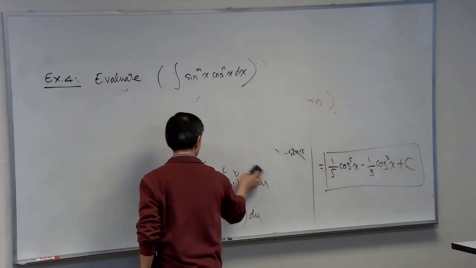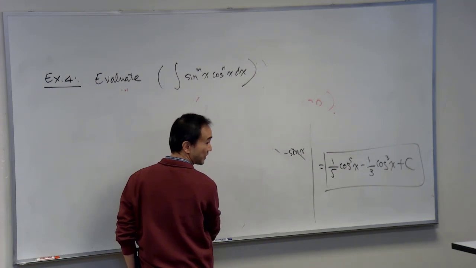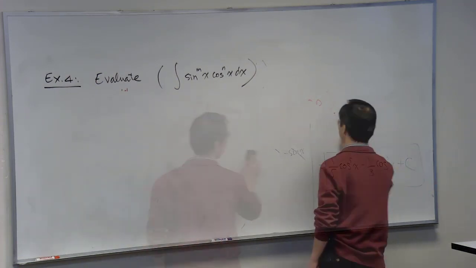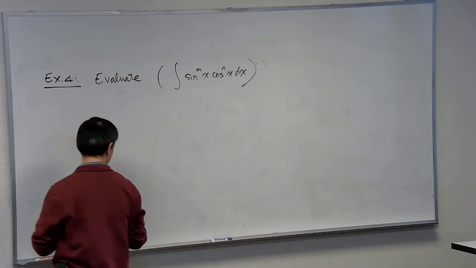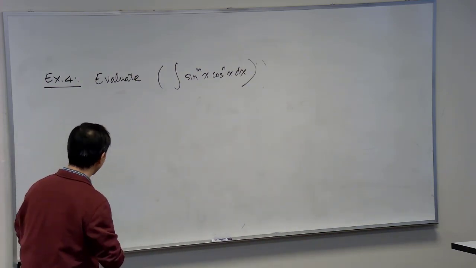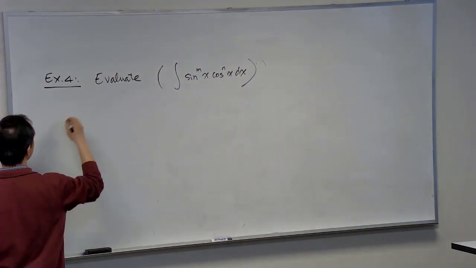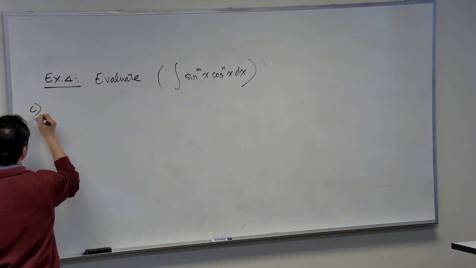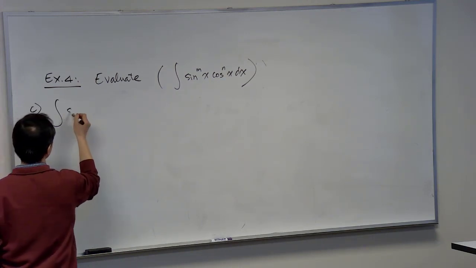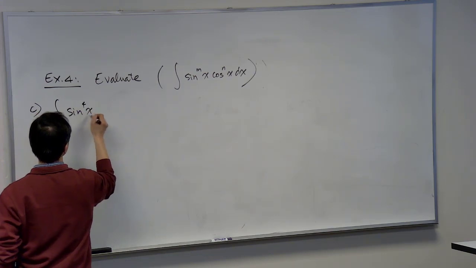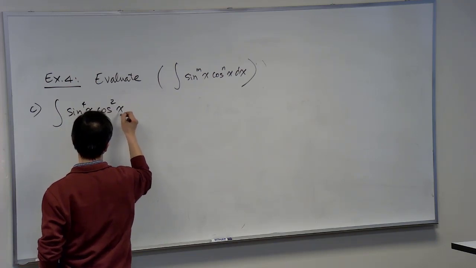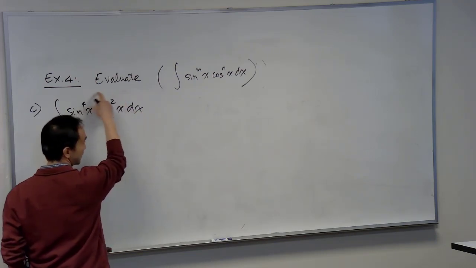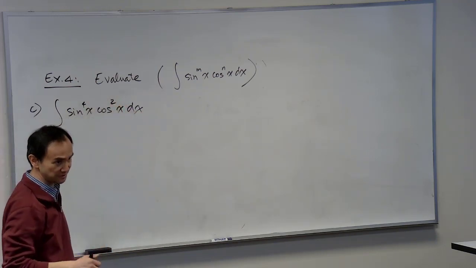But now the worst case is here: both of them are even. As long as you recognize one power being odd, that solves all problems easily, and we don't need the reduction formula. But now, let me bring you in part C right here. An integral of sine to the fourth of x times cosine. I don't want to make the problem too nasty for our limited time, so how about just cosine squared? The idea is that it's a combination of two even powers.